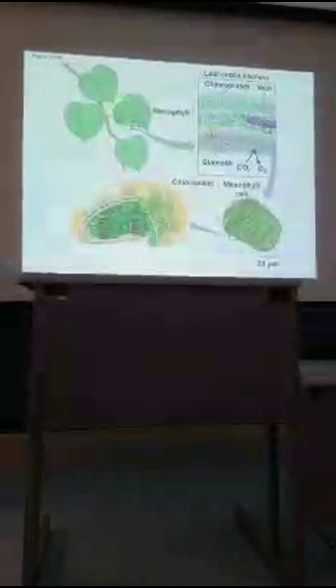Stroma is the fluid inside of the chloroplast. This is what the chloroplast looks like blown up. These little individual things are the thylakoids, and the stacks are called grana. That is where the chlorophyll is actually located, inside of those.